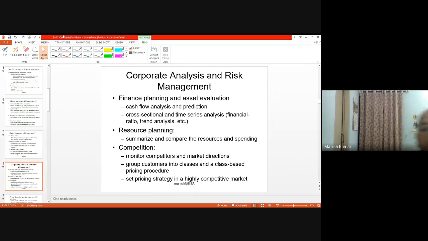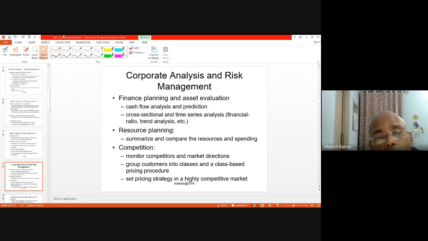Then cross-sectional and time series analysis. Any stock exchange prediction is a time series analysis, or any bank related data prediction is also a time series analysis. Time series analysis has a time component with the data, that means each data item has a timestamp. So it is very useful.